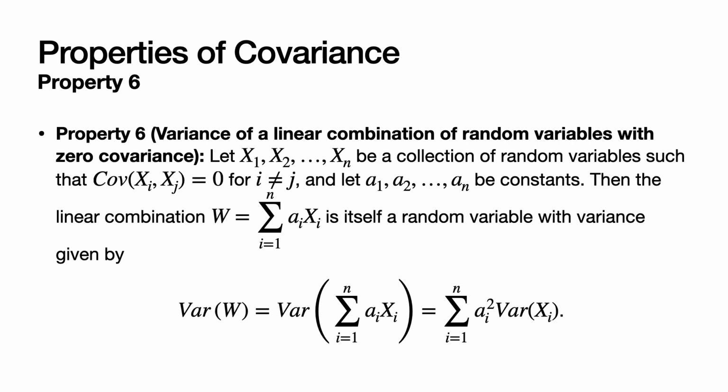The variance of w, which is the variance of the sum i going from 1 to n of a sub i times x sub i, is equal to the sum i going from 1 to n of the terms a sub i squared times the variance of x sub i. So the variance of this linear combination of random variables that have zero covariance among themselves is expressed in terms of the individual variances of the random variables.